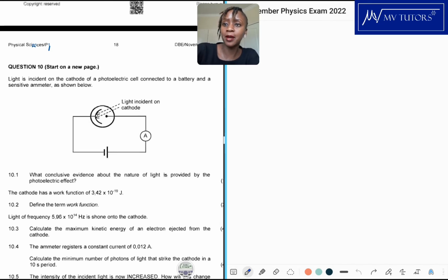So what do we know about the light? Well, we know that it has dual properties, right? Firstly, there's the particle nature of light and there's the wave nature of light as well. So let's write that down.